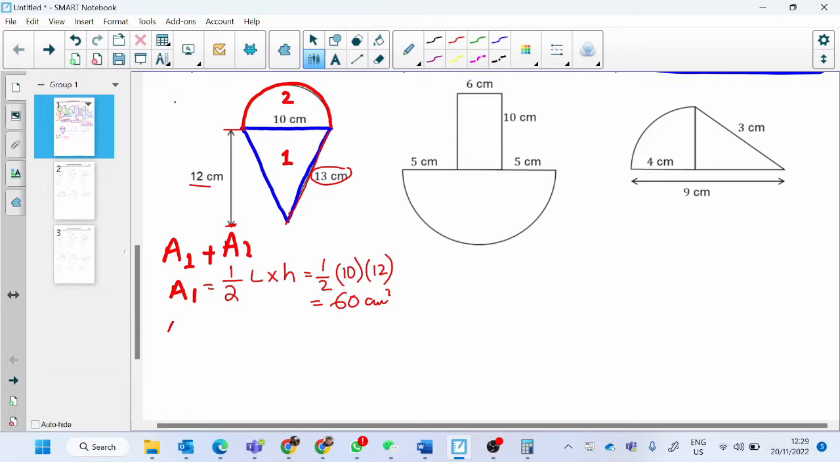And now we find the area of the second shape. The area of the second shape is pretty simple. It's a semicircle and the radius is 5. So this should give us 1/2 times pi, which is 3.14, times r squared, which is 5 squared, and this should give you A2. So the area of this composite shape will be A1 plus A2.